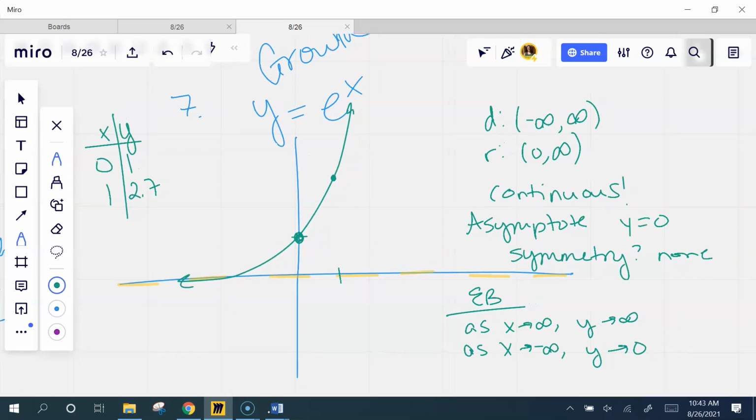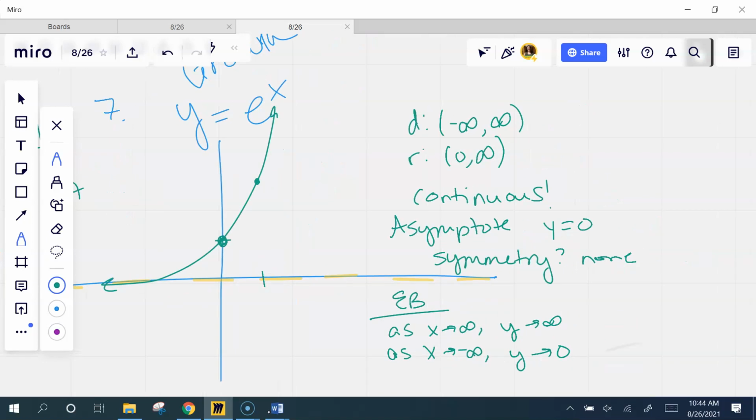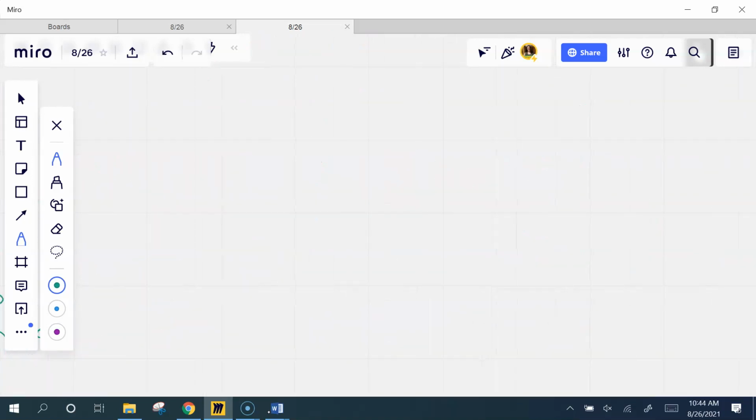Let's do the next one. Oh, I am so hesitant to get to the other stuff. Log's good. I can do log because we did that, but the other stuff's.